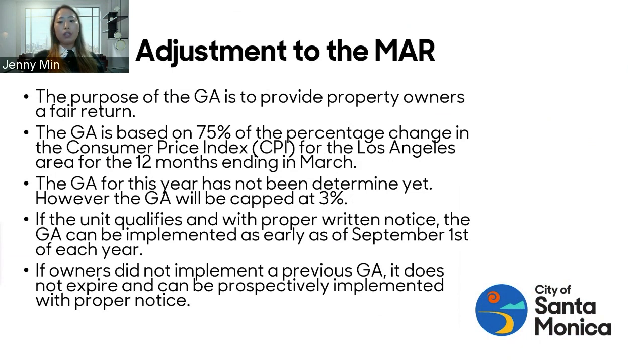However, the general adjustment will be capped at 3%, and this is due to the Measure RC that passed this past November. If the unit qualifies and with proper written notice, the general adjustment can be implemented as early as September 1st of each year. If owners did not implement a previous year, it does not expire and can be prospectively implemented with proper notice.